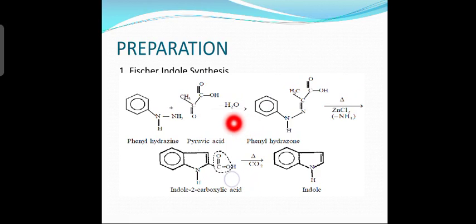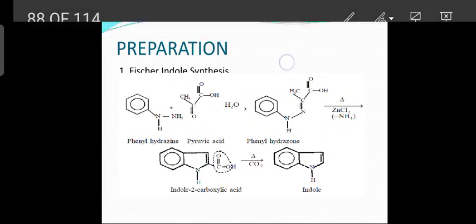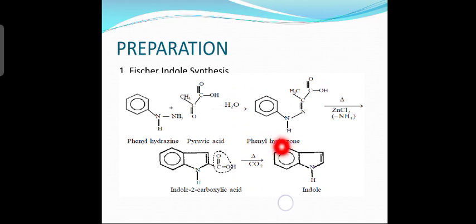It eliminates a molecule of water giving phenylhydrazone. You can see here an addition product is obtained by the elimination of a molecule of water. This water is eliminated from here, H2O, so that you get phenylhydrazone. This on heating with anhydrous zinc chloride, elimination of a molecule of ammonia takes place. From where is the ammonia molecule eliminated? One N from here, H from here and H from here. NH3 is eliminated to give indole 2 carboxylic acid.